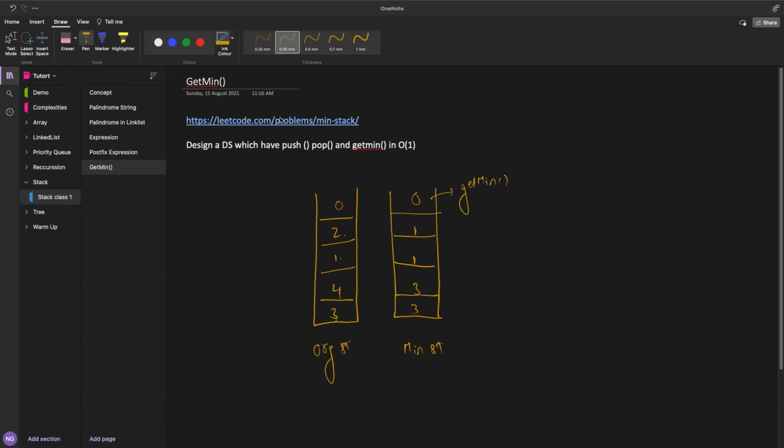Now how does the pop happen? If you pop anything from here, you will pop also from the minimum stack. So if you remove 0, you will find that the next minimum value is 1, which is already being maintained. For 2, I will be removing 1. For 1, I will be removing 1. So now you can see that for 4, the minimum value is this.